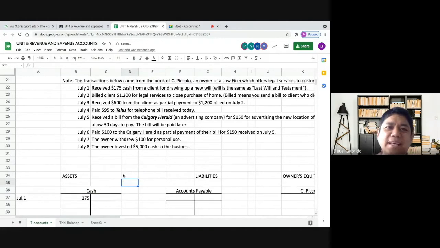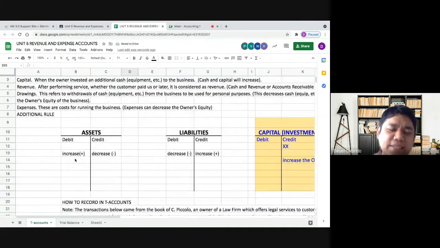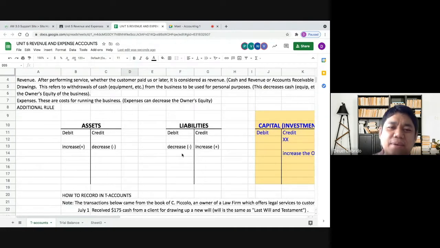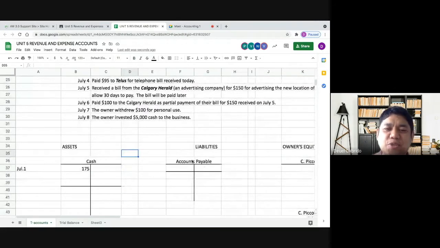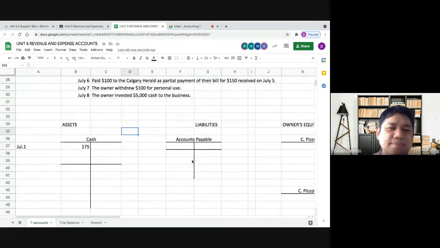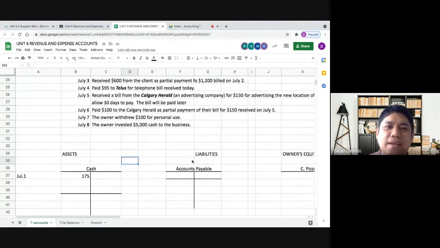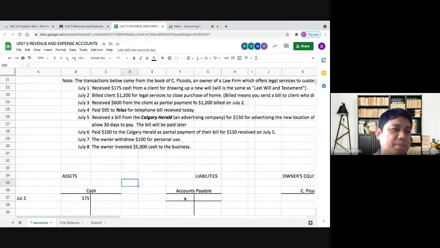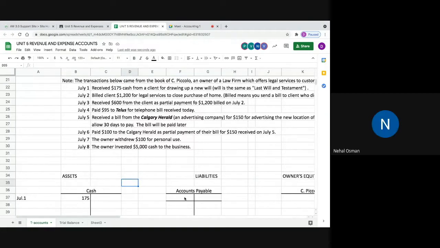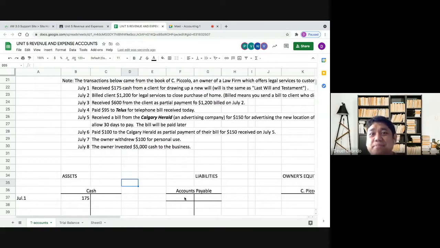What's the rule, guys? Assets increase on the debit, right? The other one is the opposite. Now, what's the other one? What's the partner of that? Cash, and then accounts receivable. So where will I put the accounts receivable? The asset. Debit, credit. It will decrease. Credit. Decrease. Okay, wait a second.